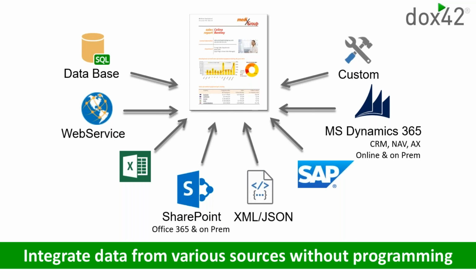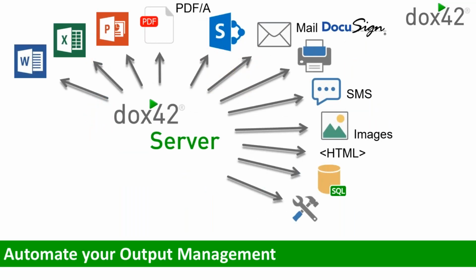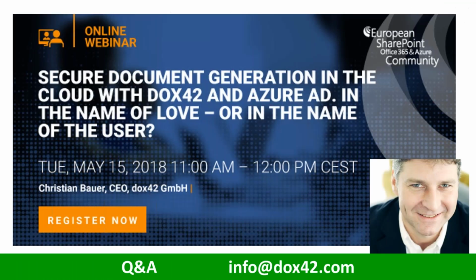And one of the really nice things is you can mix data. We saw that. We started to generate a quote from Microsoft Dynamics, integrating documents from SharePoint Online. And we started to generate a document from SharePoint Online, integrating data from CRM Online. So you can mix data. And you can generate documents in various output formats, Office formats in the first place, and then PDF, PDF/A. You can save documents automatically to SharePoint, generate mails, connect them to DocuSign for digital signature, send them to a printer, and much more.